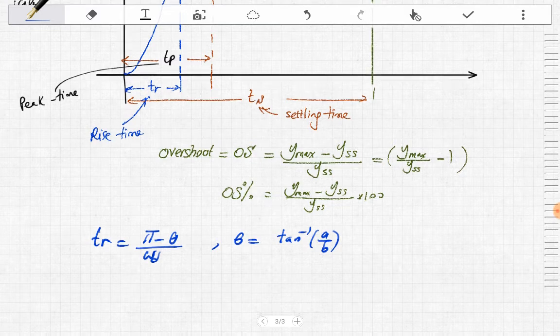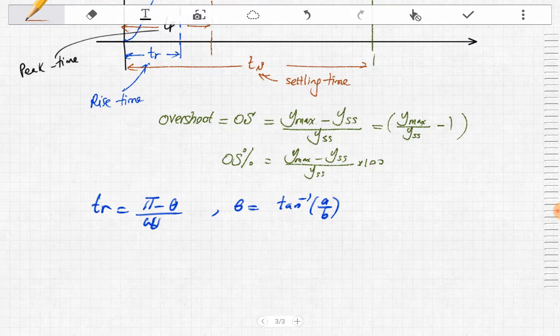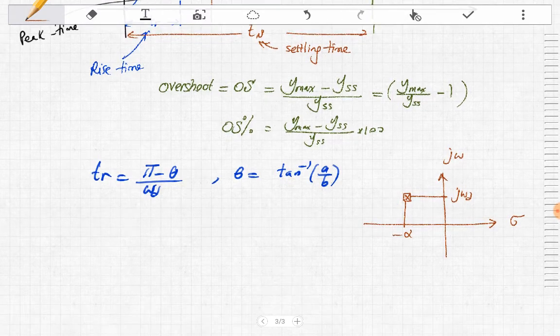Let me explain a little bit about theta, how we get it. If you have an S-plane, that's the real axis, and that's the imaginary axis. And you have your pole here. You have the real value, and here you have the imaginary value. The imaginary value is j omega d, and this is minus alpha. Let me refresh your memory.